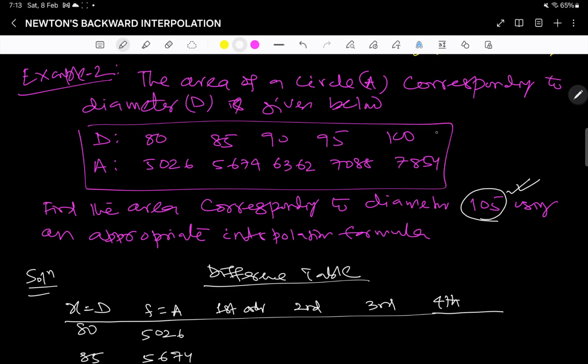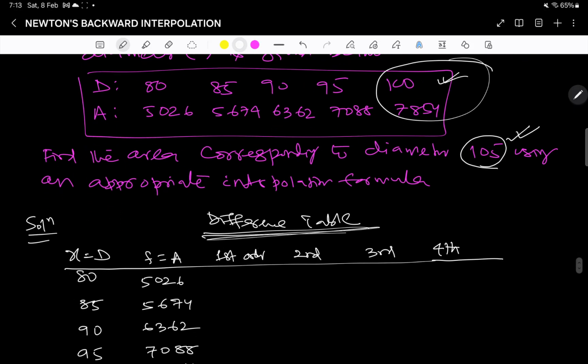Okay, so 105 is here, it is close to the end point. So we use Newton backward. Okay, so we write the difference table without mentioning whether it is forward or backward, because the same table can be used for both the formulas.